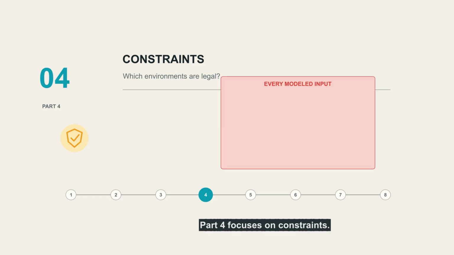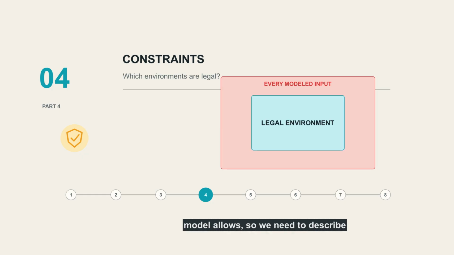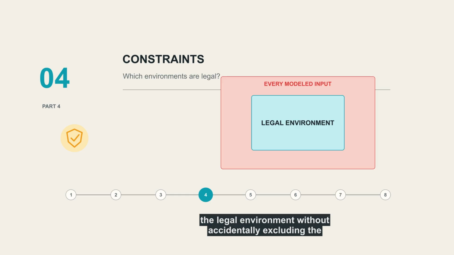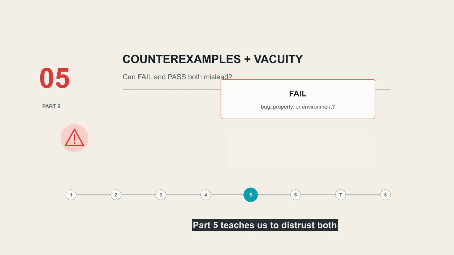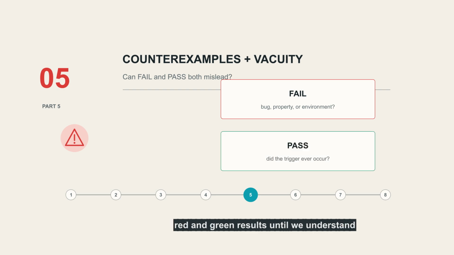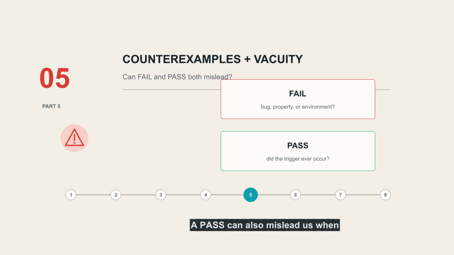Part 4 focuses on constraints. A formal engine considers every behavior the model allows, so we need to describe the legal environment without accidentally excluding the bug we hope to find. Part 5 teaches us to distrust both red and green results until we understand them. A failure can come from the RTL, the property, or the environment itself. A pass can also mislead us when the property is weak or its trigger never occurs.